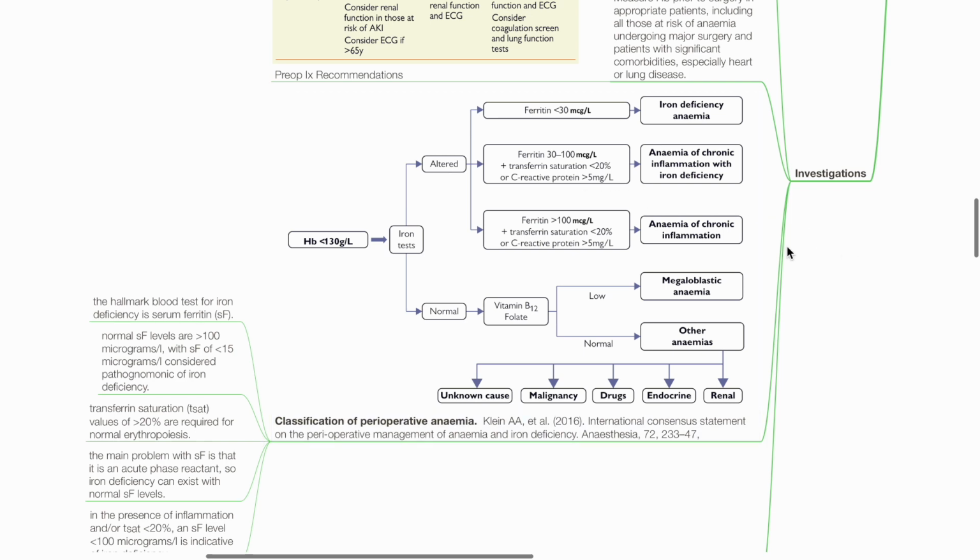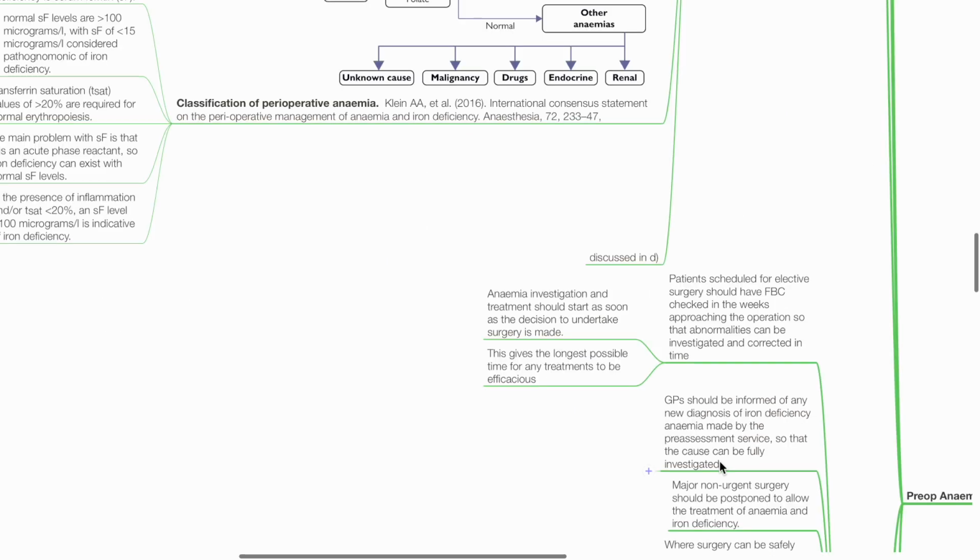Ferritin of more than 100 mcg per liter plus transferrin saturation of less than 20% or CRP of more than 5 mg per liter indicates anemia of chronic inflammation. If iron tests are normal, investigate serum vitamin B12 and folate levels. If they are low, this is megaloblastic anemia due to vitamin B12 or folate deficiency. If these are normal, investigate for other anemia such as due to malignancy, drugs, endocrine or renal cause.